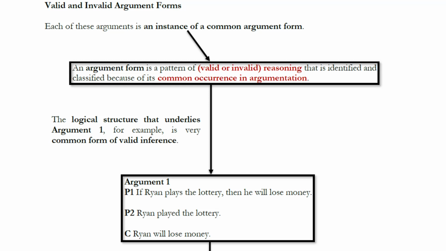And we will define an argument form as the following. An argument form is a pattern of valid or invalid reasoning that is identified and classified because of its common occurrence in argumentation.